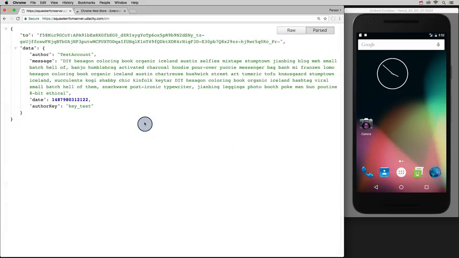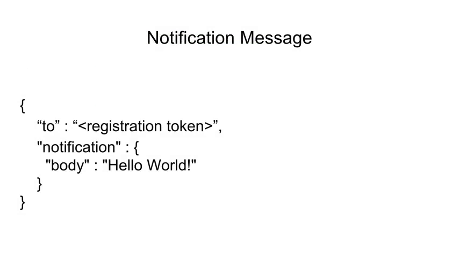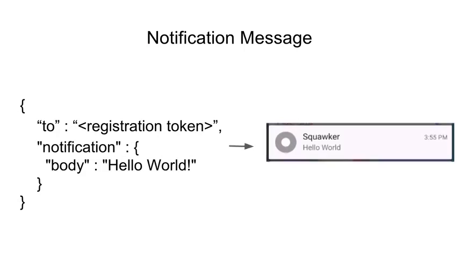And I get this nice JSON, and I don't see any message. So this actually doesn't work yet. Why? As I mentioned, when the Firebase console sends a message to the FCM server, it sends what's known as a notification message, which looks like this. This has the added benefit that on the client phone, it makes a notification appear.